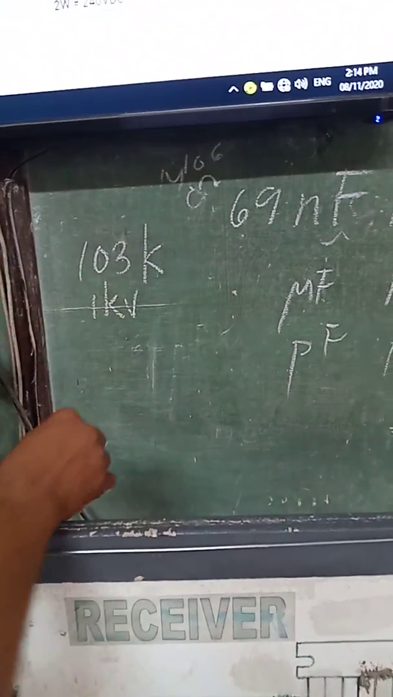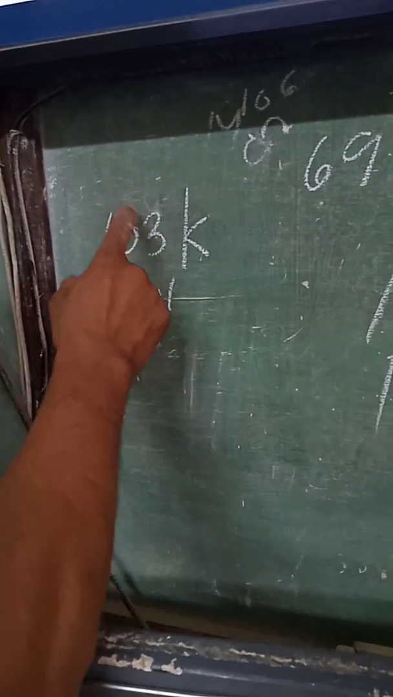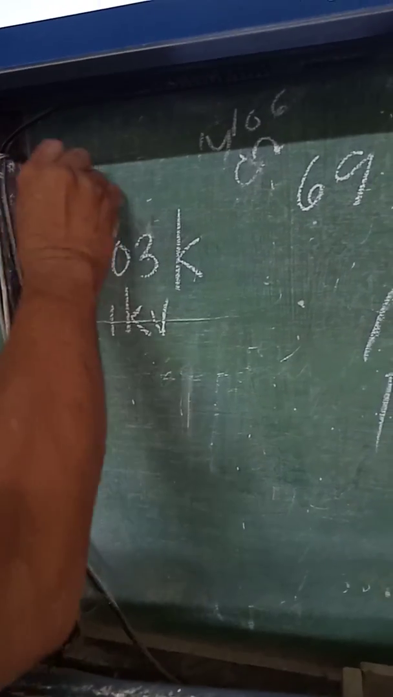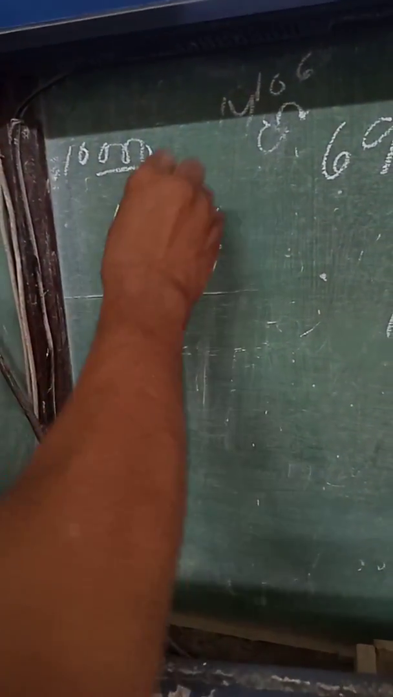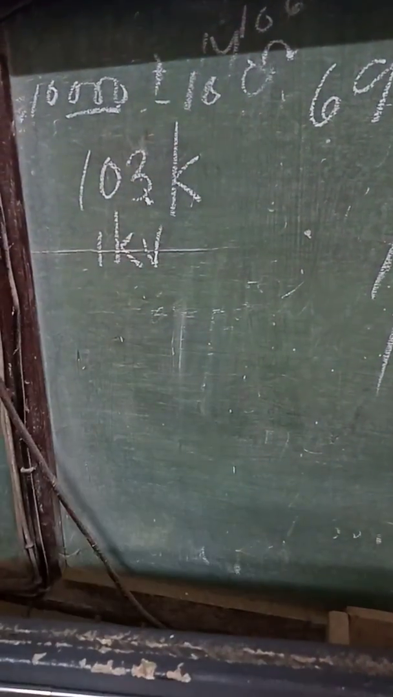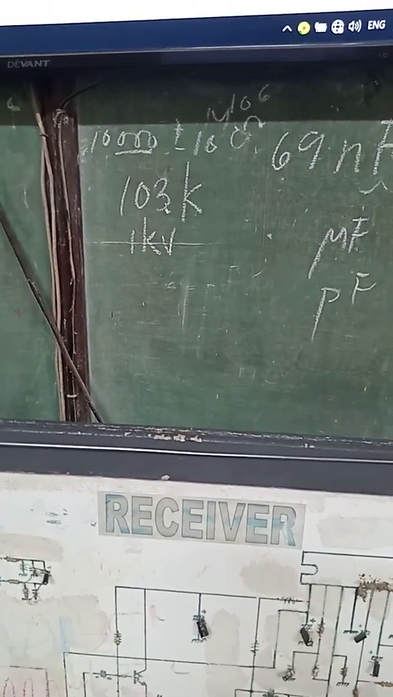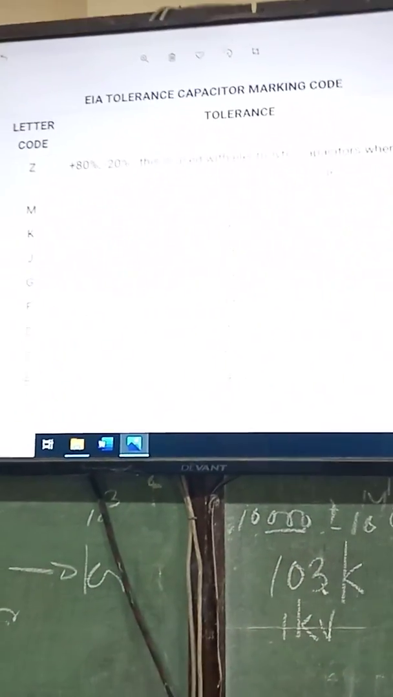So the 3 here indicates the number of zeros, or a multiplier, which is times 1000. Or just write it automatically: 10 plus 3 zeros. Then K is more or less 10%, as what we have here. There is a tolerance. Voltage. Tolerance. K is more or less 10%. This is now the tolerance for the capacitor code.